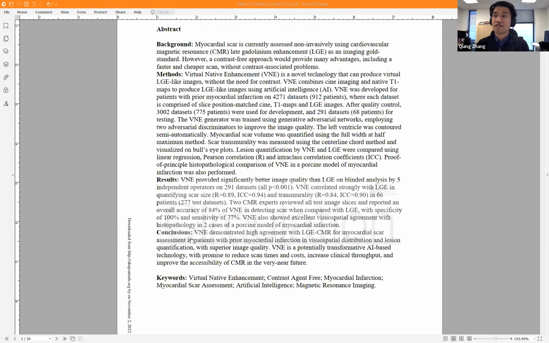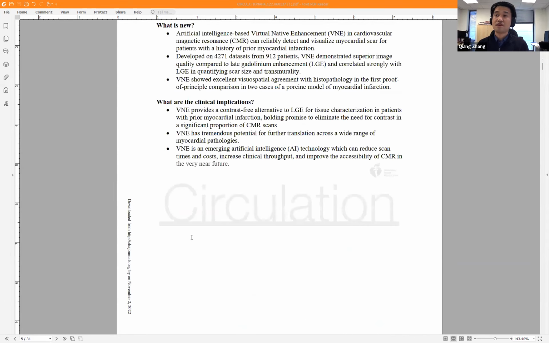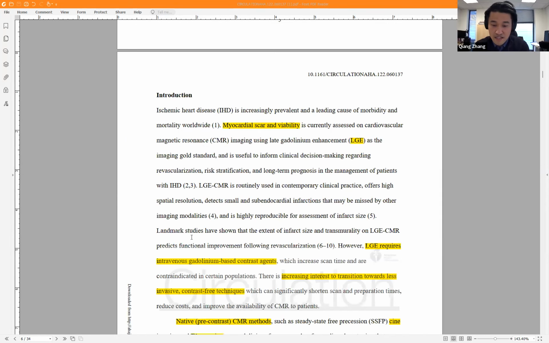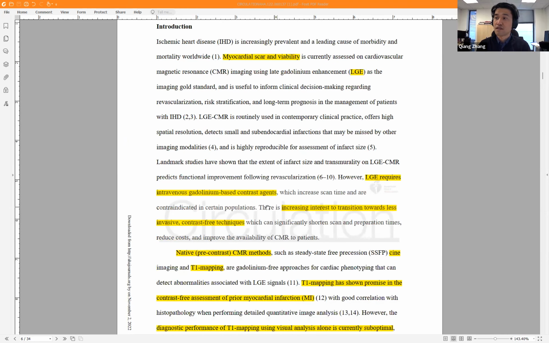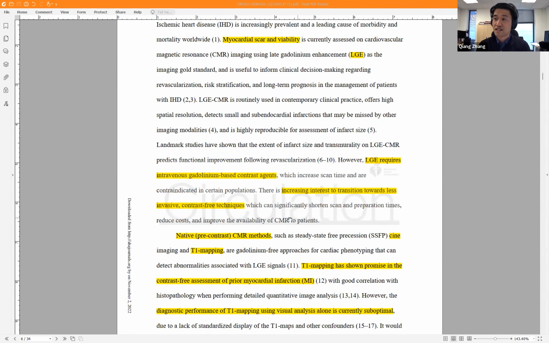So as a background, CMR late gadolinium enhancement has been the imaging gold standard for myocardial tissue characterization, including viability assessment in patients with chronic myocardial infarction. But LGE requires an intravenous gadolinium-based contrast agent, and this introduces a few limitations. For example, it increases the scan time and is contraindicated in certain patient populations.